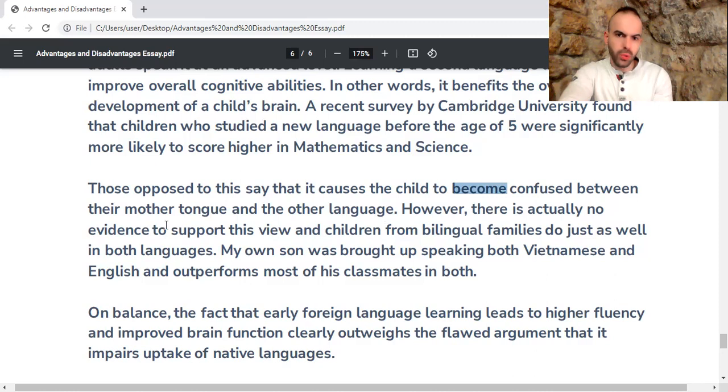To support this view, amazing. Was brought up, that's the passive form. What else do we have? Leads to, that's the present simple. So as you can see, outweighs, that's the present simple. We have a variety. I do recommend also to use the present perfect simple or the present perfect continuous or the past perfect sometimes. These are very important to use in your essay. They give you more, sort of like, more livability, okay? Like just more life to your essay.